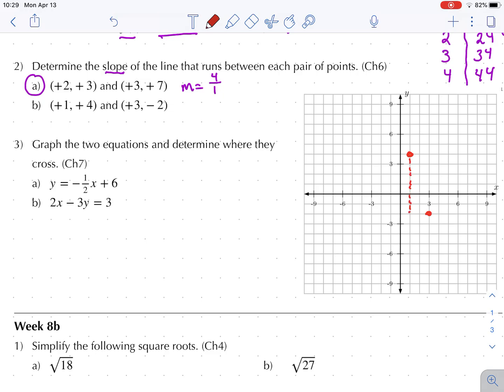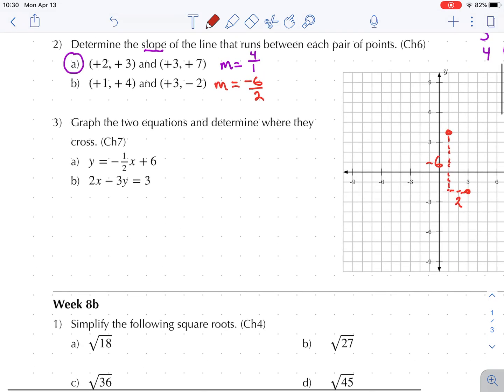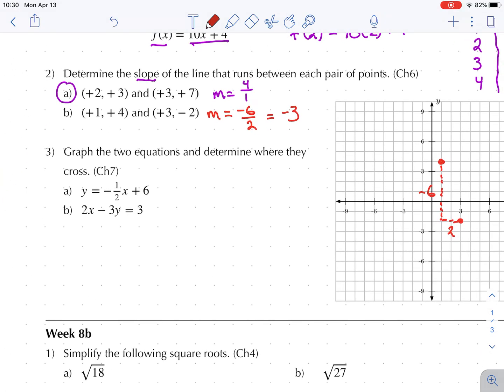Now this one's going to have a negative slope because it's going down when we look at it from left to right. So it goes down 1, 2, 3, 4, 5, 6, down 6 over 2. So our slope for letter B is going to be down 6 over 2, which will then equal, we divide that out to be minus 3. Now there is a way to do this question without graphing them, and in the next section, week 8b, I will show you how to do that.